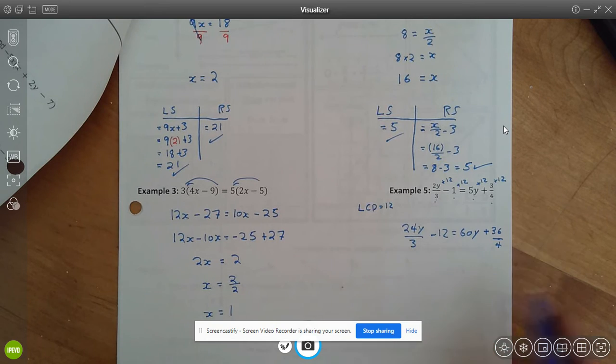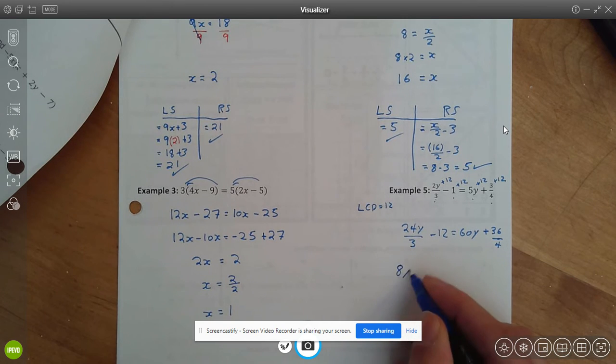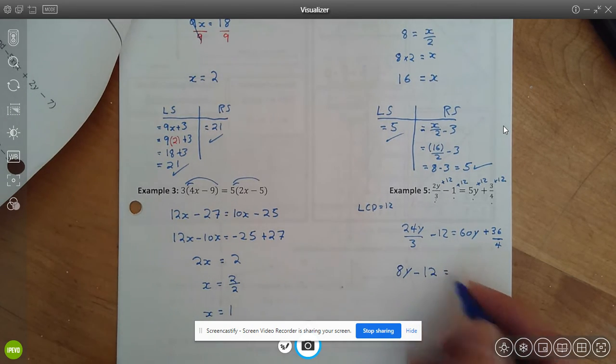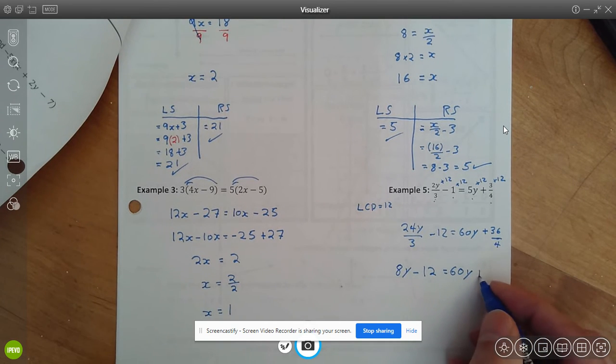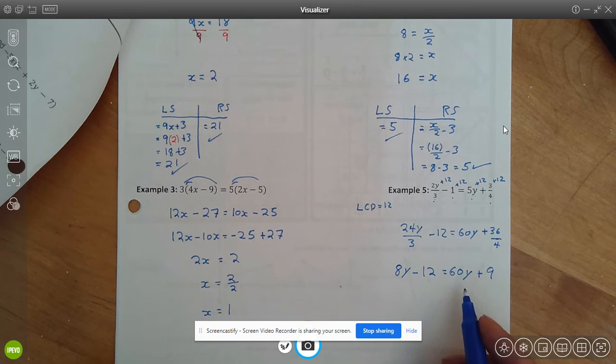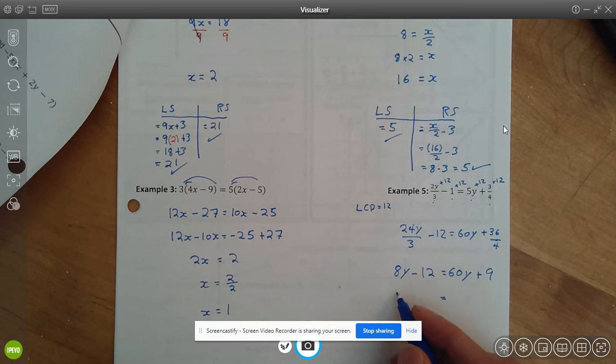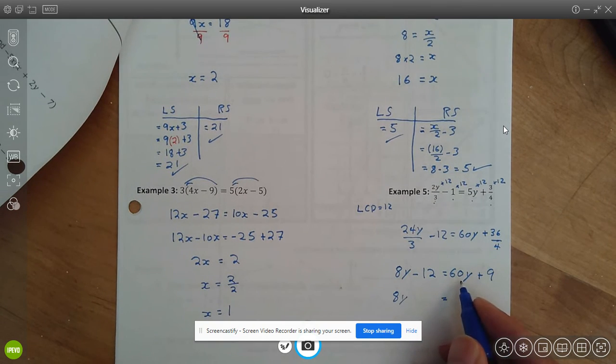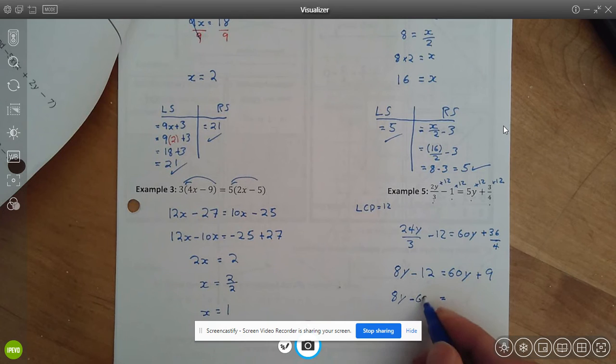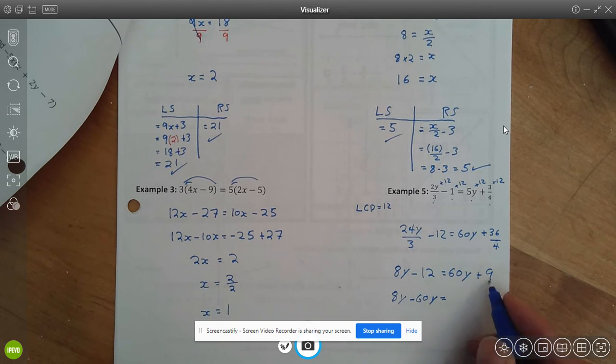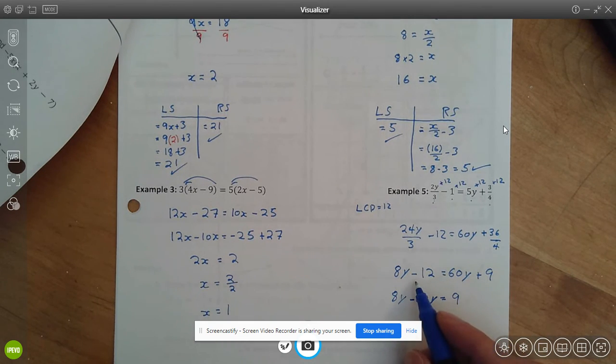So 24y divided by 3 is 8y. So I've got 8y minus 12. And then 36 divided by 4 is 9. So now I've got something that looks more like example 3. I've got whole numbers. So I'm going to bring all my y's to the left. You can pick either side. So positive 60y, when it moves across, it becomes a negative 60y. And on the right side, I still have positive 9. And the negative 12, when it moves over, it becomes a positive 12.